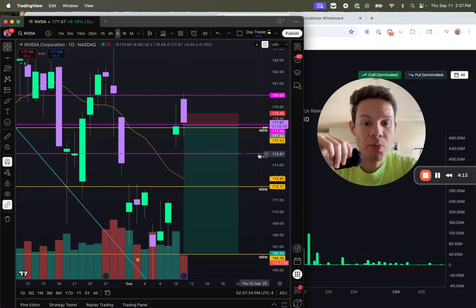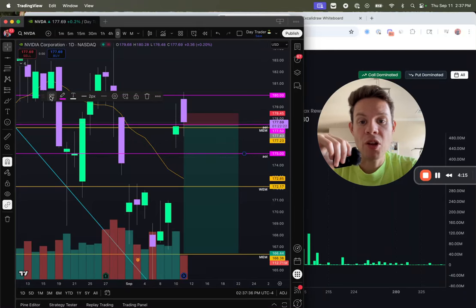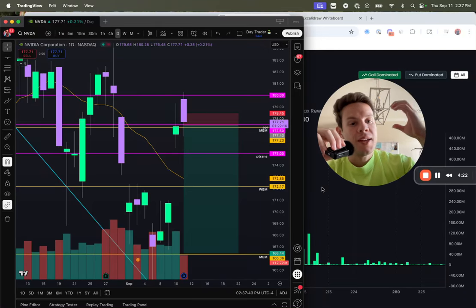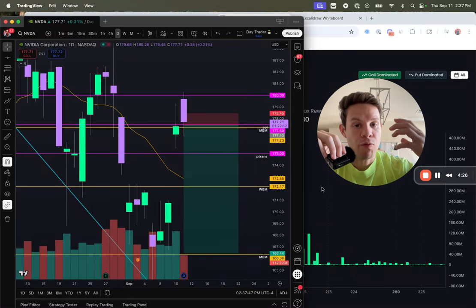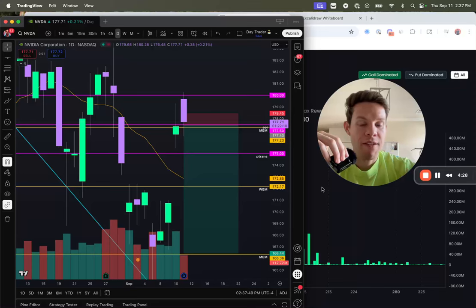And I'm actually going to relabel this and call it the P-trans level. If you know what P-trans is, it's the positive transition from bearish to bullish. But if it crosses below it, it no longer has that bullish dominated environment. It's now prone to being bearish.